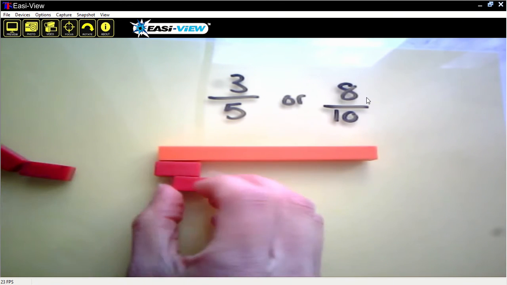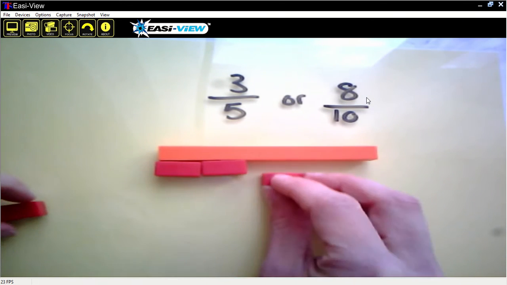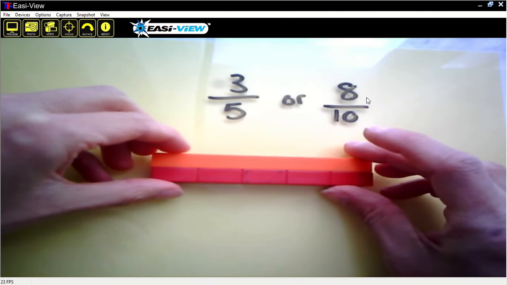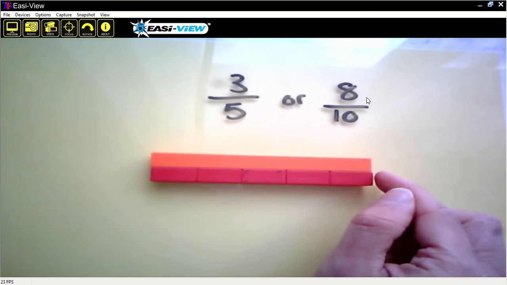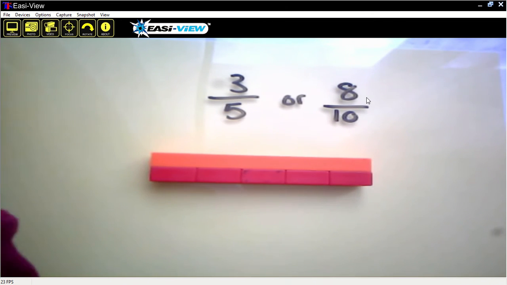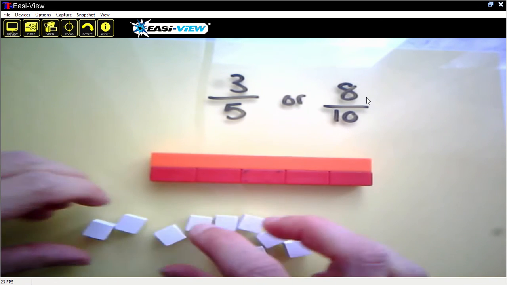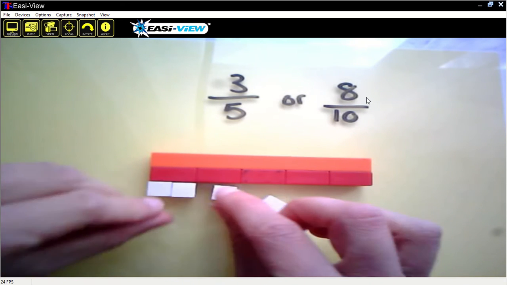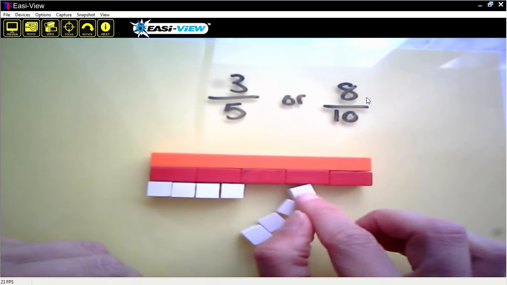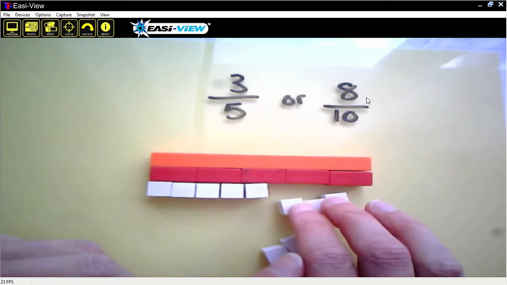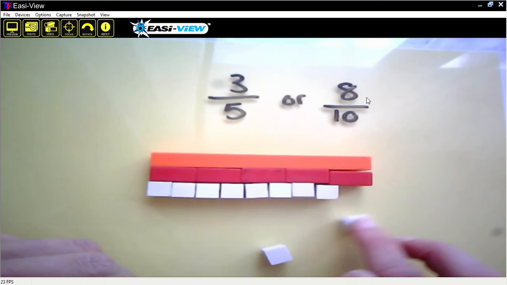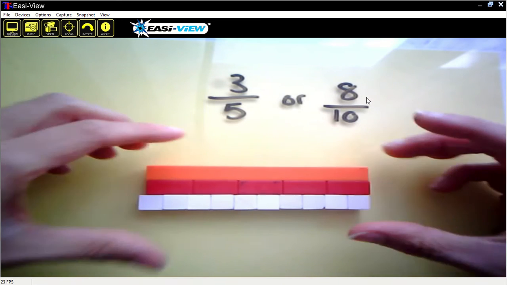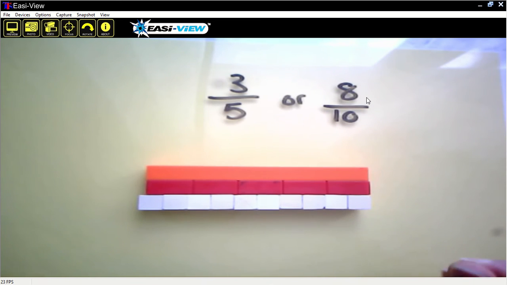So 1, 2 1/5, 3 1/5, 4 1/5, 5 1/5 makes my whole. Good. So 5/5 is the same as 1 whole, and I'm going to need my tenths. So let's see how many make my whole. I know in my head that it's going to be 10. I'm just going to prove to you that 10 fit in perfectly. Lovely. So, which is greater, 3/5 or 8/10?